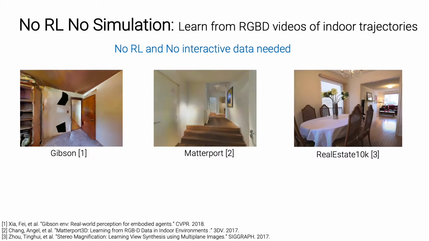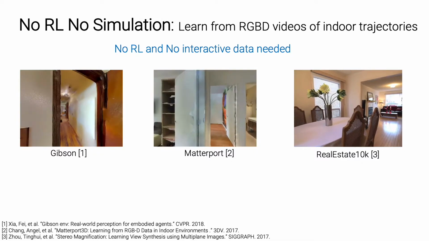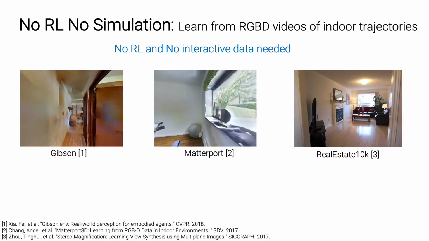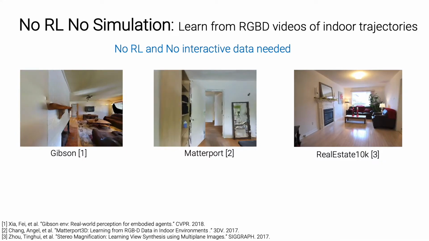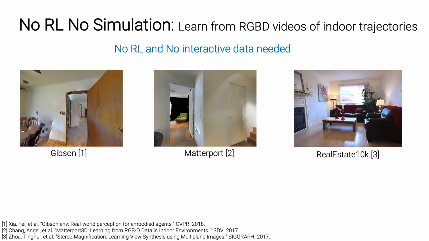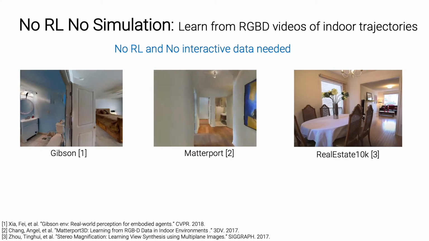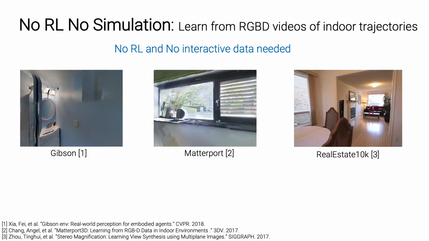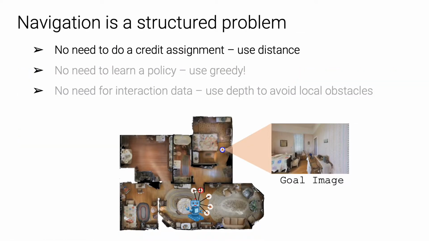In order to overcome these limitations, we propose to learn a navigation method directly from passive data of trajectories of indoor environments. Our approach is called No RL, No Simulation, or NRNS, and we show that this approach can outperform reinforcement learning and imitation learning approaches on the task of image goal navigation. We find that RL and simulation is not needed to learn navigation. This is because navigation is a highly structured problem.